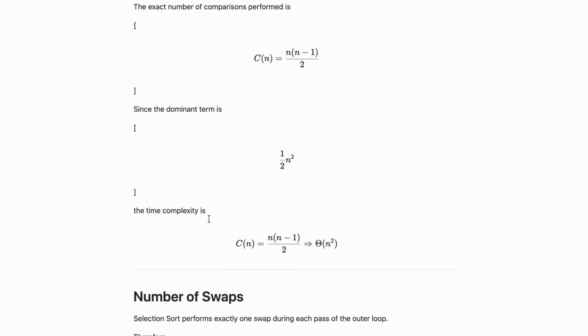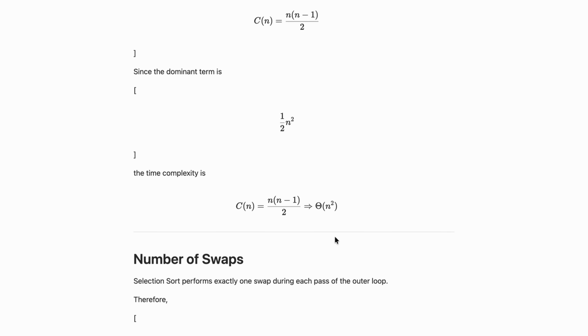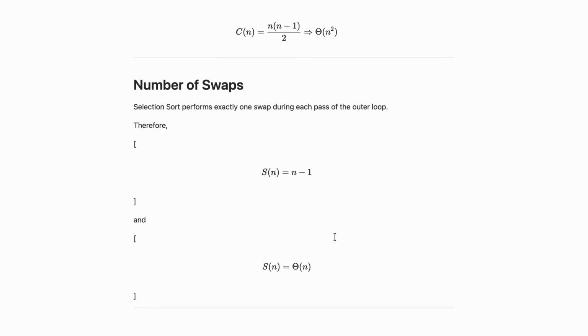The time complexity is C(n) equals n(n minus 1) divided by 2, which equals big theta of n square. Here we ignore the constant terms, so n square will be left, so theta of n square will be the time complexity. And the number of swaps we will see here.